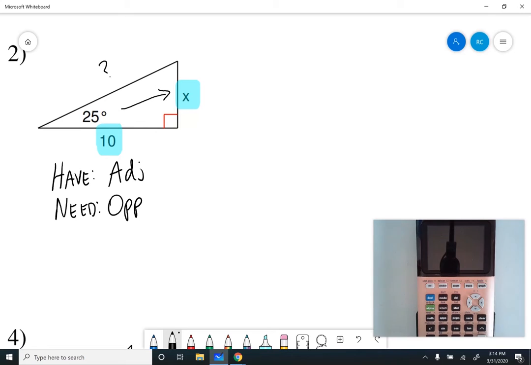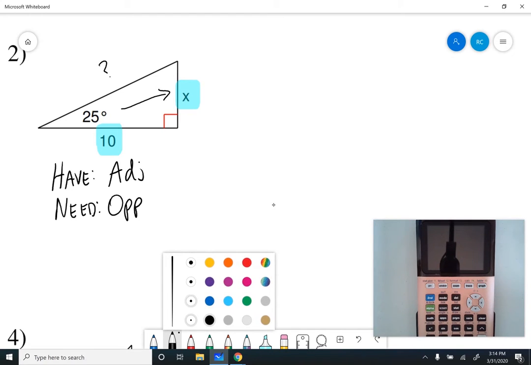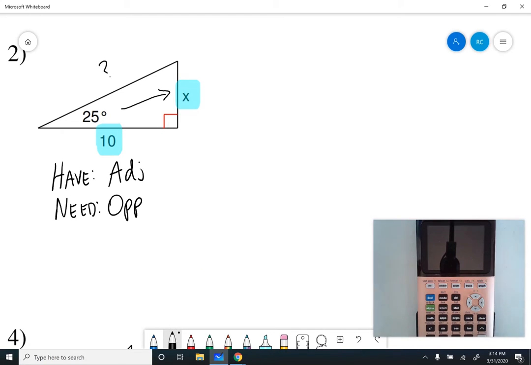Step one is list out what do you have and what do you need. Very important step. I know it doesn't seem that important, but it's one of the best ways to keep yourself from making careless mistakes that come from going too fast. So we need to know what ratio are we going to use. And to find that out, we're going to go back to SOHCAHTOA.